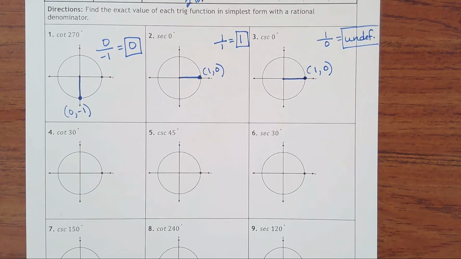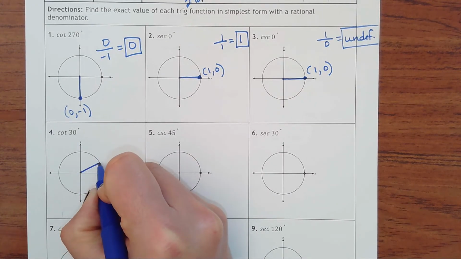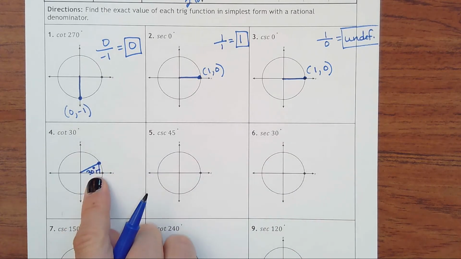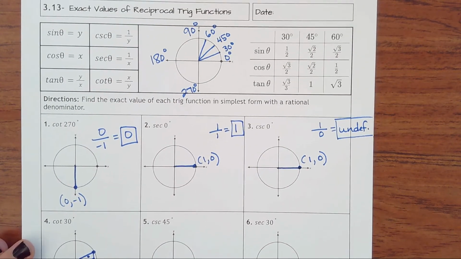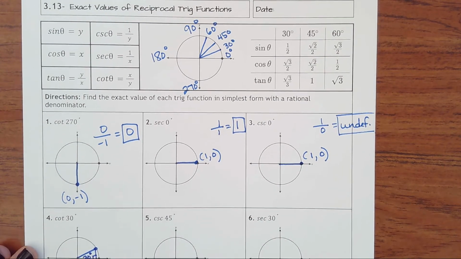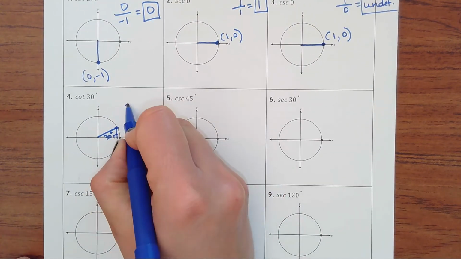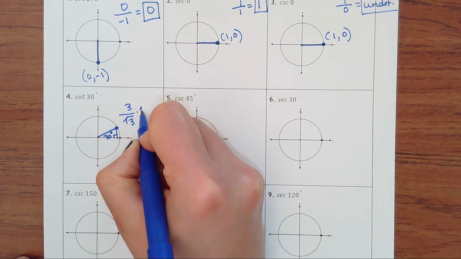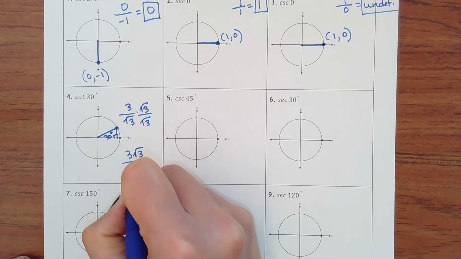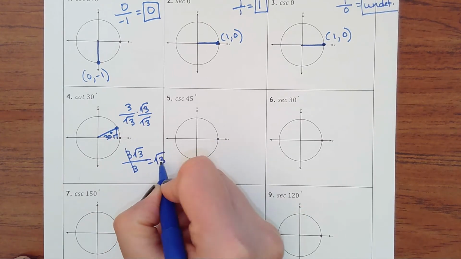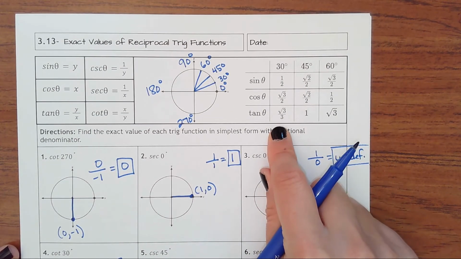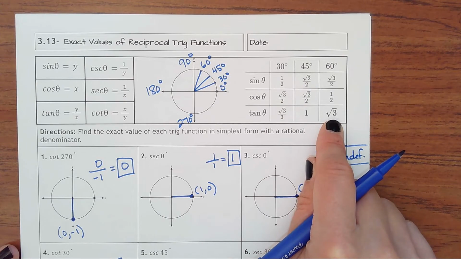Then we have cotangent of 30. 30 degrees would be somewhere here, so that's our reference angle since it's in quadrant 1. So let's find tangent of 30 degrees in our table. Tangent of 30 is square root of 3 over 3. We're going to flip that, so that's 3 over a square root of 3. Rationalize the denominator. You get 3 square roots of 3 over 3, and the 3's cancel out. So the reciprocal of 3 over square root of 3 is really just square root of 3. It became this right here, the tangent of 60.